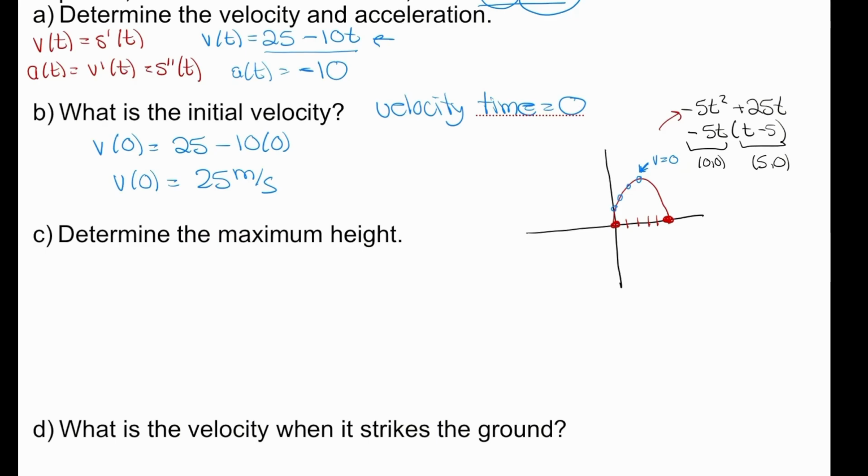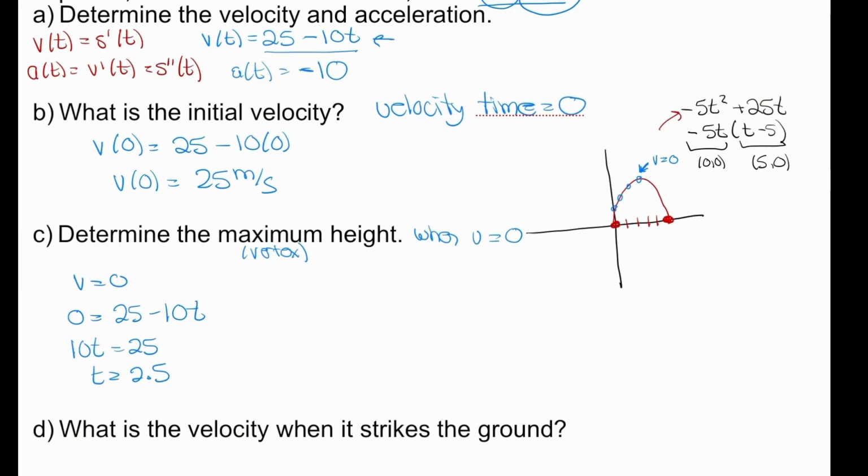So to determine that, really, we want to determine the maximum height of the ball. So this is the vertex. What we're trying to find here is the vertex, or when my velocity is equal to 0. So I'm going to set my equation equal to 0. So 0 equals 25 minus 10t. 10t is equal to 25. So t is equal to 2.5.